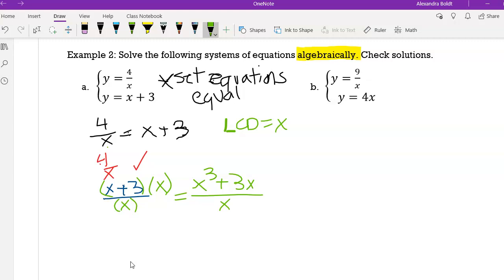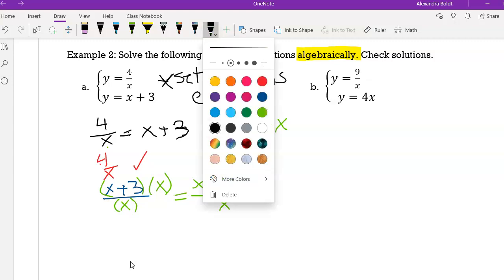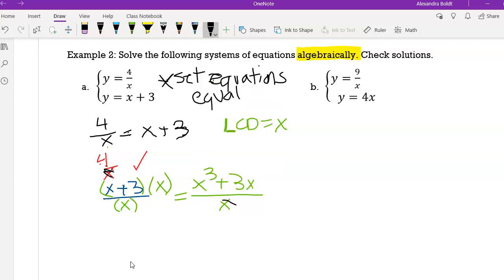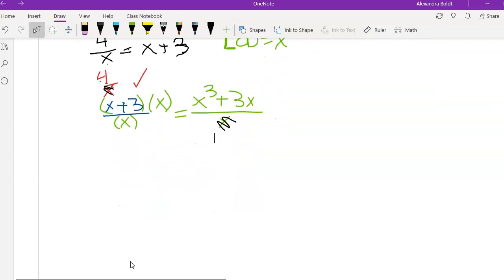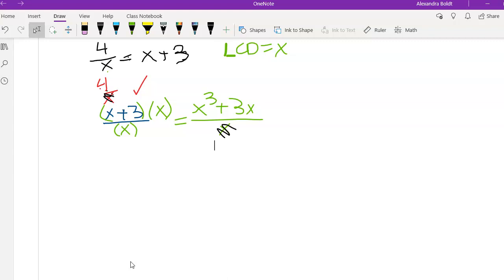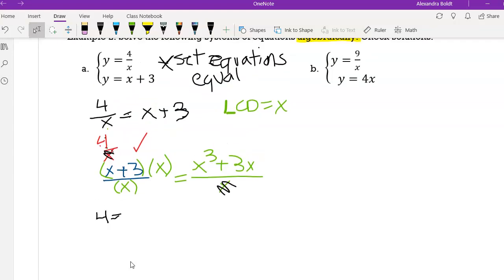Now they have the same denominator, so I can get rid of their denominator. So now I have 4 equals, and I know it's just the net, right? It's the first thing equals the second thing. Okay, it's up here for now. X squared plus 3x.